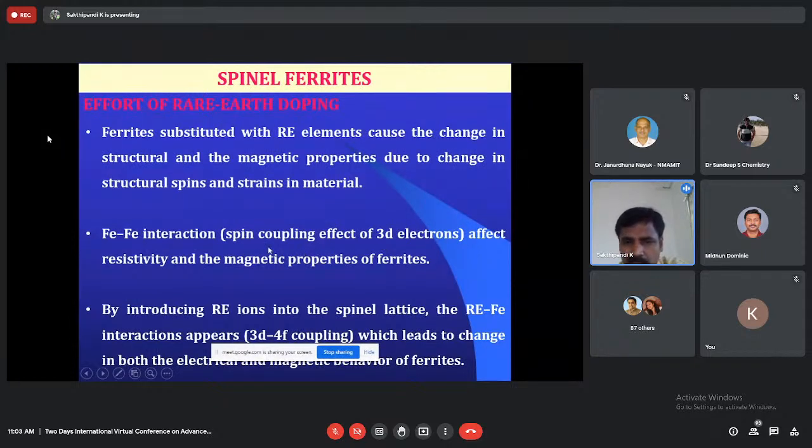So that coupling is called 3d electron coupling. If you introduce a rare earth, it goes to 3d and 4f coupling, which leads to a change in the magnetic properties. That is due to the coupling of the rare earth and the Fe ions.